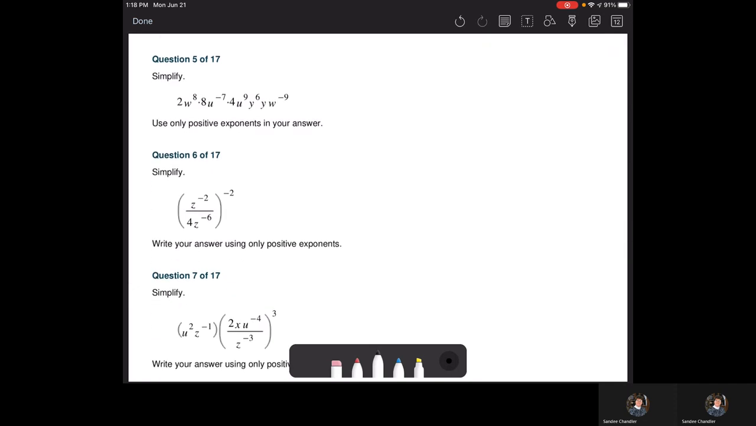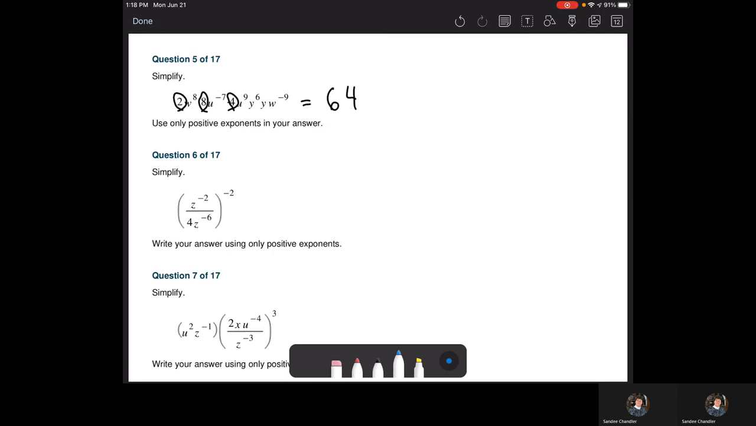Now this combines everything we know. It all depends. It's all multiplication. So being all multiplication, we just simply multiply our numbers. 2 times, oh, there's an 8. There's a 4. All right, 2 times 8 times 4, 64, I think.